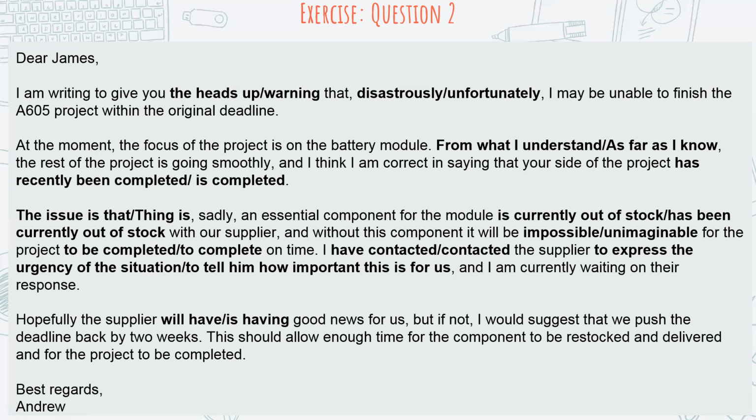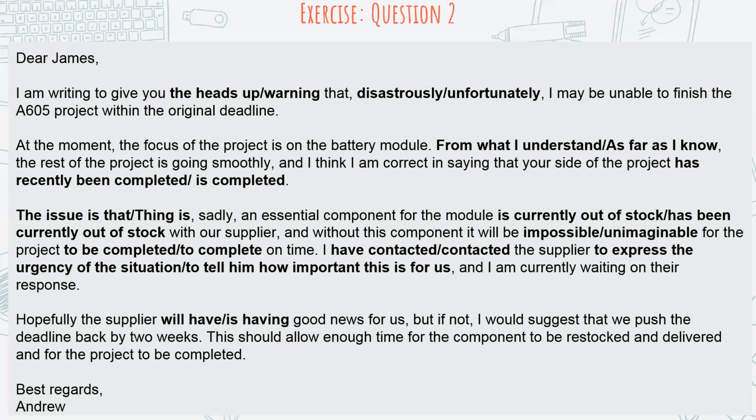I wouldn't use is completed, because the situation itself has to do with something that happened before the present time, which has an effect on this moment. The issue is that the thing is sadly an essential component for the module is currently out of stock or has been currently out of stock.